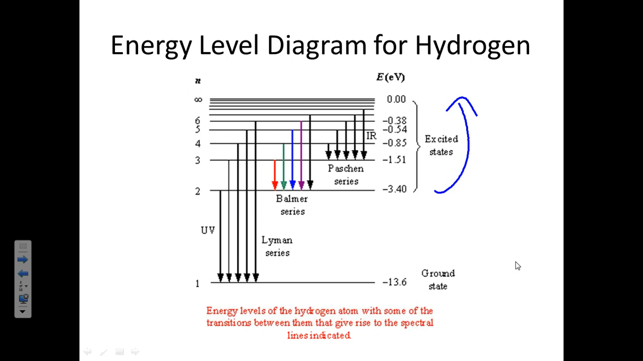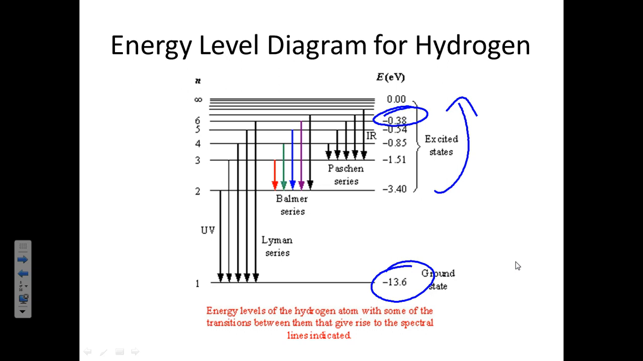But to get back down, they have to release energy. So to figure out how much energy they're going to release, we're going to take the energy at the level that they're at. Let's say we have an electron at level 6, and let's say that it drops down all the way to the ground state.